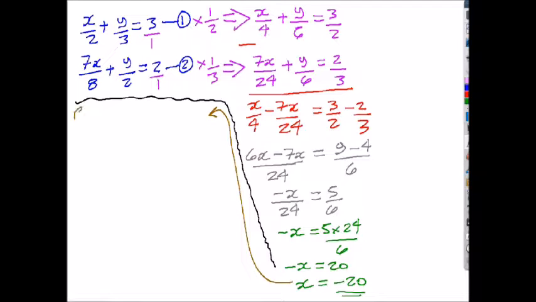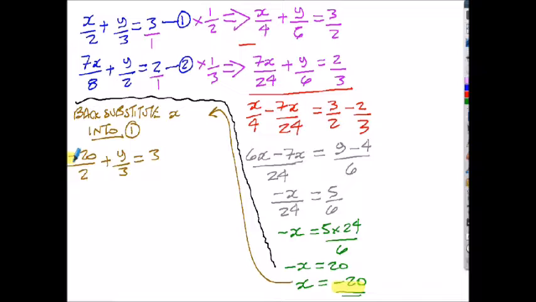I'm now going to back substitute x into, choose whichever equation I want to here. I think I'll use equation 1. So negative 20 divided by 2 plus my y divided by 3 is equal to 3. The negative 20 has gone into the x value here.